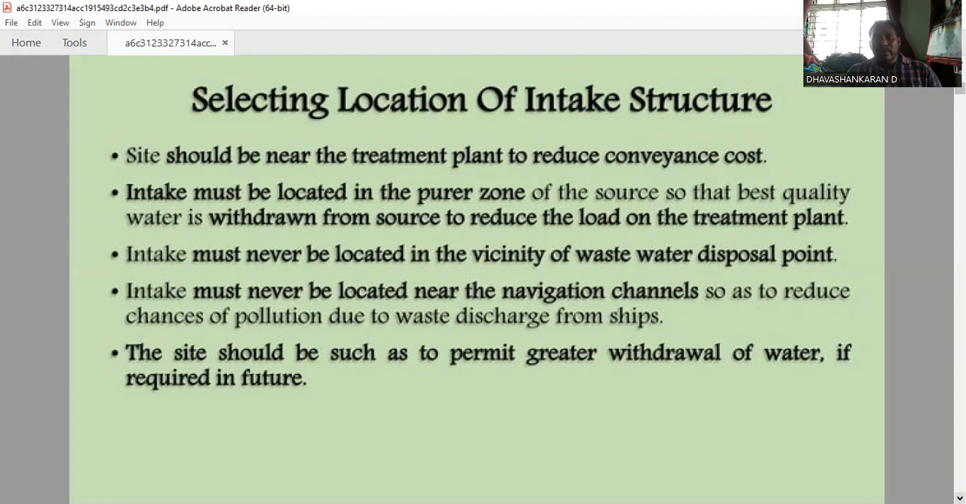The intake must be located near the navigation channel so as to reduce the chances of pollution due to the waste discharge from the ships. The site should be such that it permits greater withdrawal of water if required in the future.